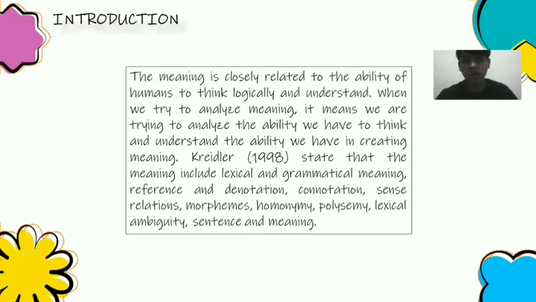Meaning is closely related to the ability of humans to think logically and understand. When we try to analyze meaning, it means we are trying to analyze the ability we have to think and understand, the ability we have in creating meaning. Kreitler in 1998 said that meaning includes lexical and grammatical meaning, reference and denotation, connotation, sense relation, morphemes, homonymy, polysemy, lexical ambiguity, sentence, and meaning. But today, we are only going to talk about lexical meaning.